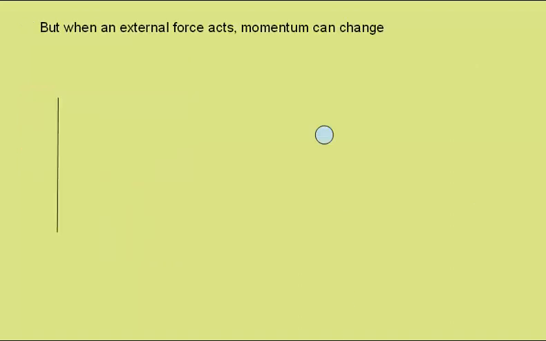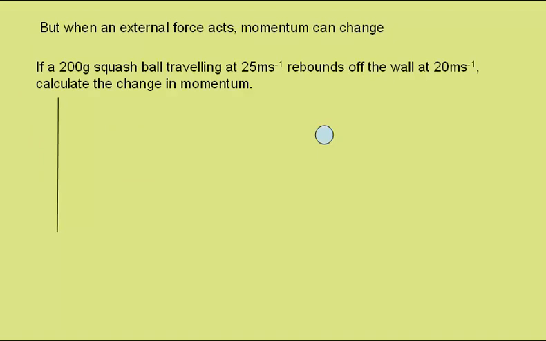When an external force does act, momentum can change. Here we have a 200-gram squash ball travelling at 25 meters per second, where it will rebound off the wall at 20 meters per second, and we're asked to calculate the change in momentum. So this is what the ball is doing. The momentum before is equal to 0.2 kilograms, don't forget we must convert into SI units, times 25 meters per second, equaling 5 kilogram meters per second.